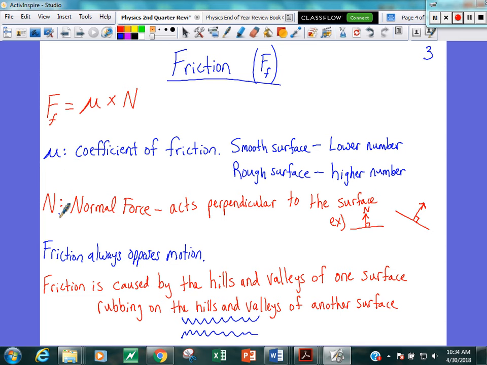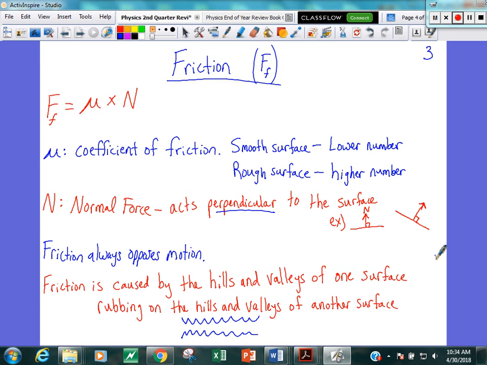Okay, let's go to N, which stands for the normal force. The normal force always acts perpendicular to the surface that the object is on. So for example, I've got a couple of examples here. If it's on level ground, the normal force points straight up because that makes a 90 degree angle with the ground. But what if it's not a level surface? What if it's on an angle? It still acts perpendicular, and you can draw in your 90 degrees here. So does the normal force always point straight up, guys? No. It always acts perpendicular to the surface, though.